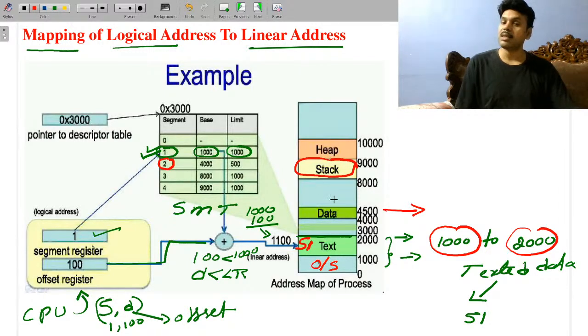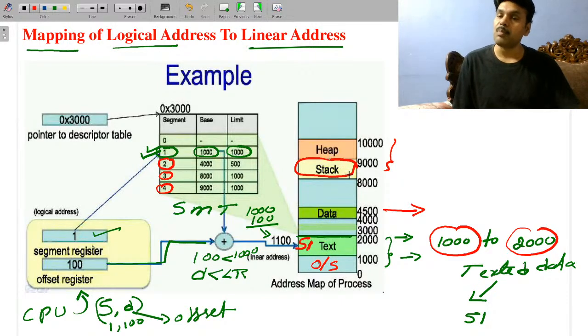This is a lesser segment than the others. And the next one, segment number 4, 9000 plus 1000, is nothing but a heap. That means it is not compulsory that all the segments are of the same size. They may be of variable sizes as well.